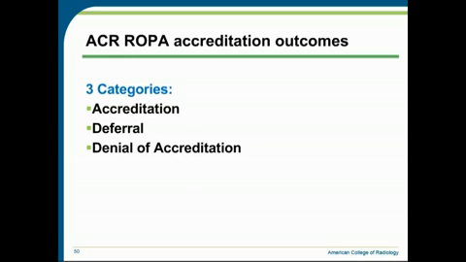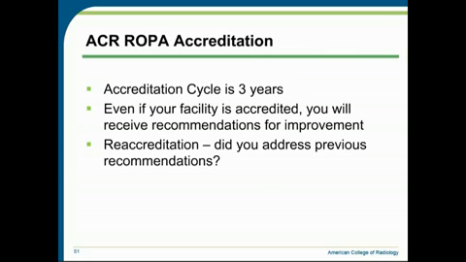So again, like I said, there's 3 categories here. There's accreditation, deferral, and denial of accreditation. The ultimate goal is to be accredited, and we usually find some type of recommendation that we have.